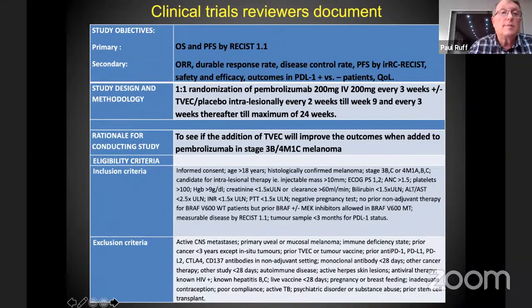Then we want to look at the objectives, primary, secondary, design and methodology, the rationale, and that's important. Why is the study important, especially in South Africa?